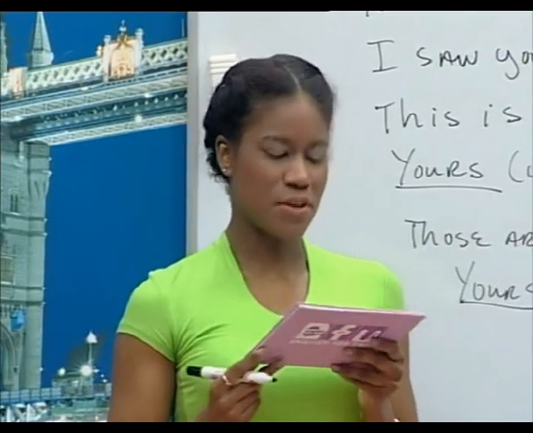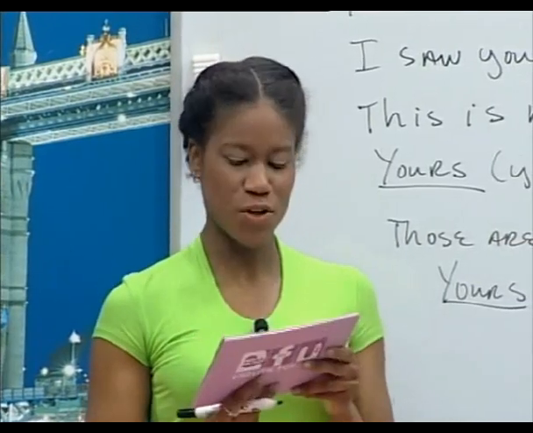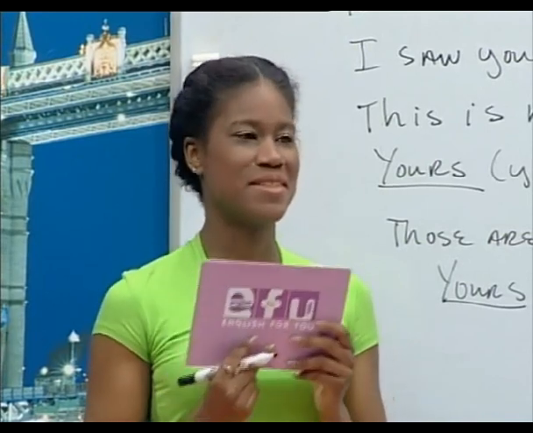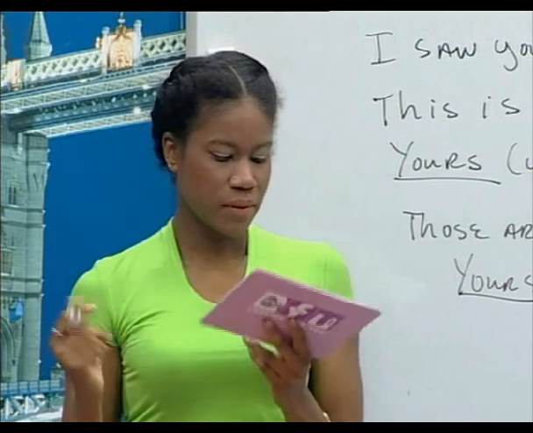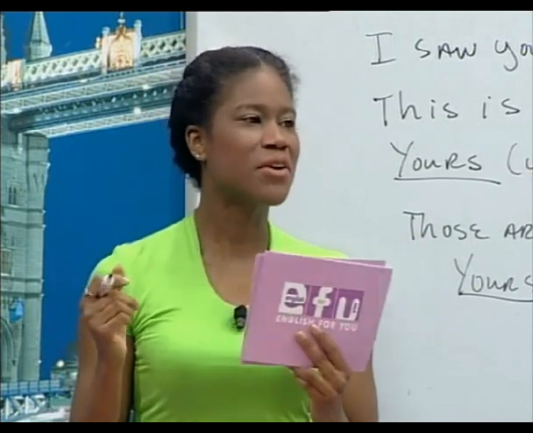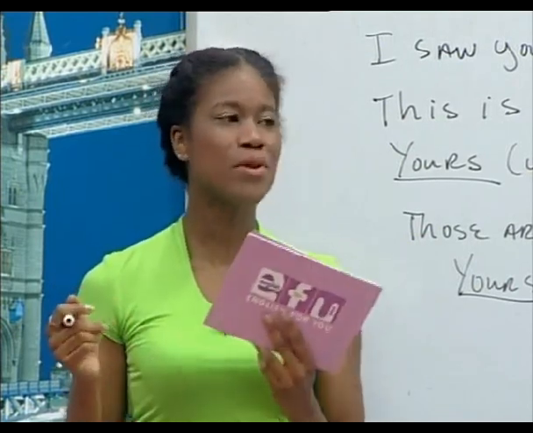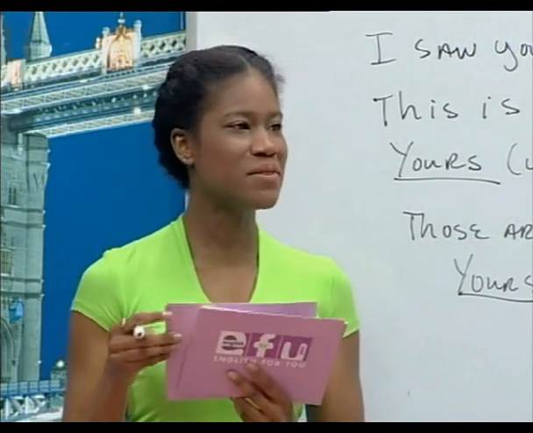Let's practice a bit. Anna, my pen is on the table. Where is yours? Mine is on my desk. Good. What are we talking about, Anna? Pens. Very good. Alberto, Anna's pen is on her desk. Where is Sylvia's? Hers is on her desk. Very good. Sylvia, my mother is at home. Where's yours? Mine is at home too. And what are we talking about, Sylvia?